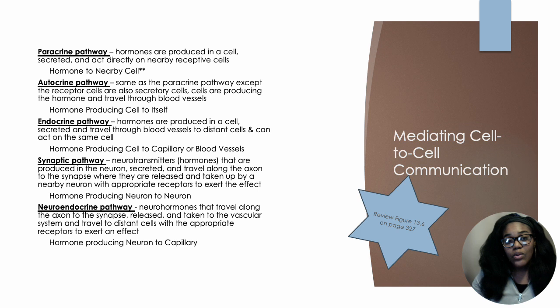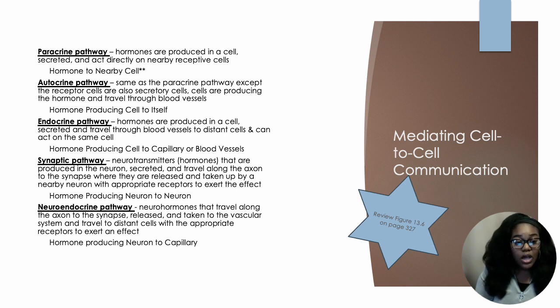So the next thing we'll talk about is mediating cell-to-cell communication when it comes to hormones. Hormones can communicate with cells, and as we know, hormones have to communicate with cells, which eventually result in the tissues and the eventual organ being stimulated for a response. So we have different ways that cells communicate with those hormones.